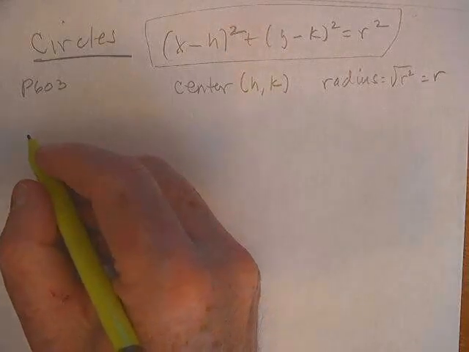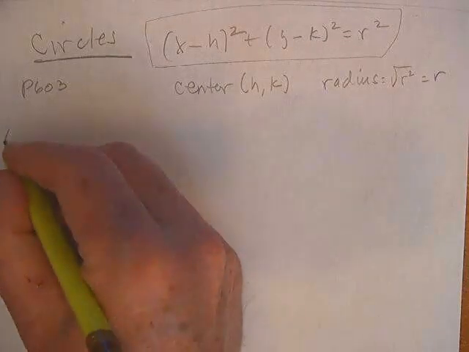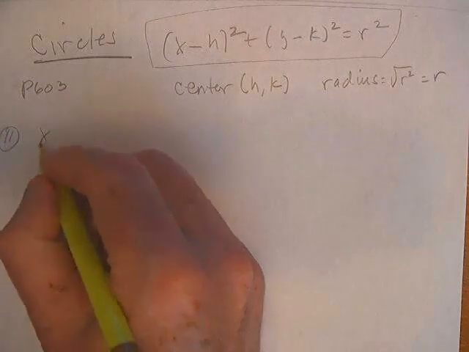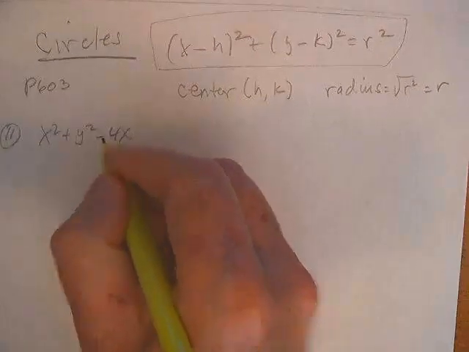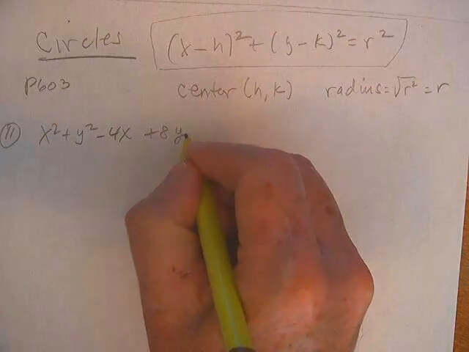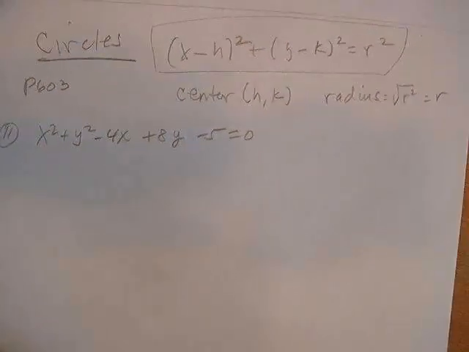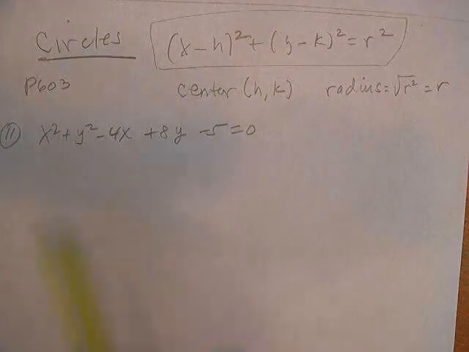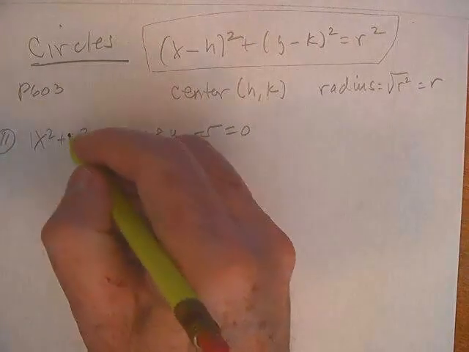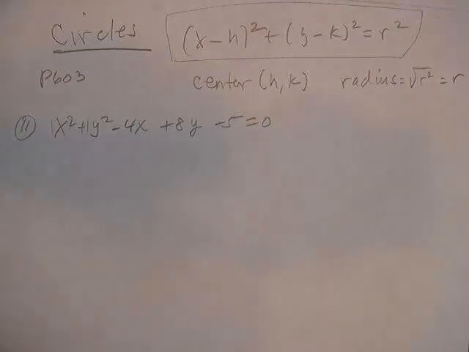So let's show you a couple examples of these, and then I'm going to give you a couple to play with, and you should be okay from there. x squared plus y squared minus 4x plus 8y minus 5 equals 0. The way you tell it's a circle: you've got x and y, they're both squared, and the coefficients are the same. When the coefficients aren't the same, it's not a circle, it's something else. We'll get to it tomorrow.